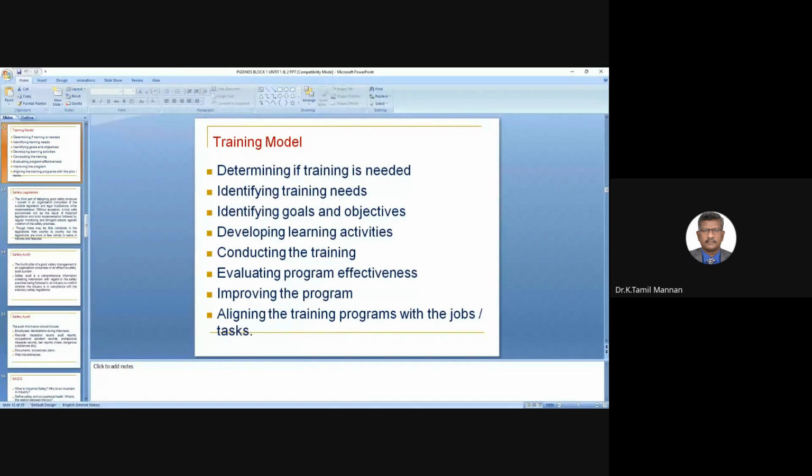and develop the learning activities and conduct the various trainings. After that, once the training is completed, you have to evaluate the training program for its effectiveness. If there are any shortcomings in the training program, then they have to be improved.